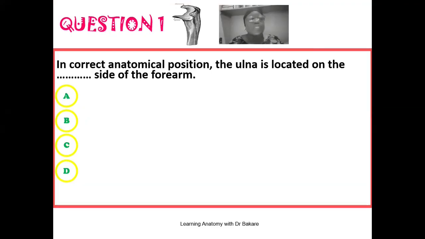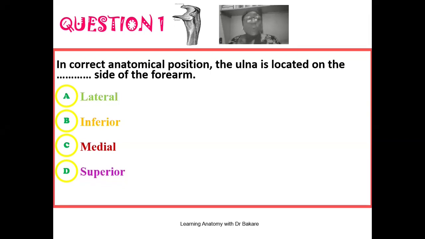The first question we'll be looking at here reads: in correct anatomical position, the ulna is located on the dash side of the forearm. We know that the ulna is one of the bony configuration of the forearm region. So what specific position is it placed in the forearm region? Is it in the lateral side? Is it in the inferior region? Is it in the medial side? Or is it in the superior region?